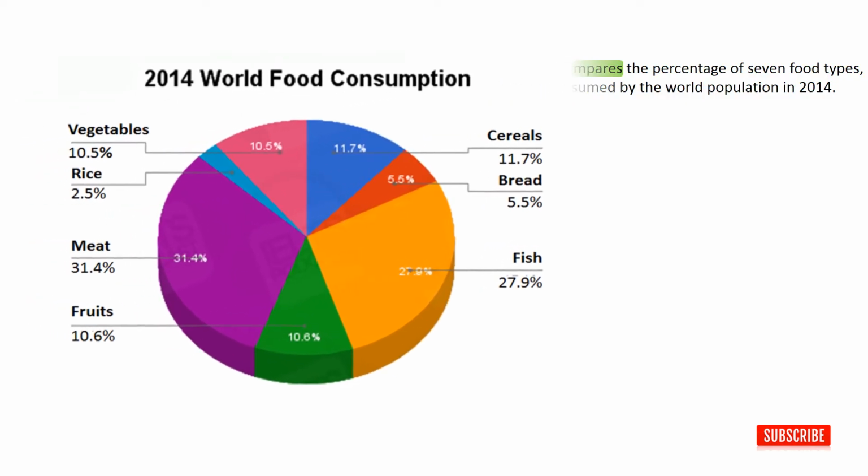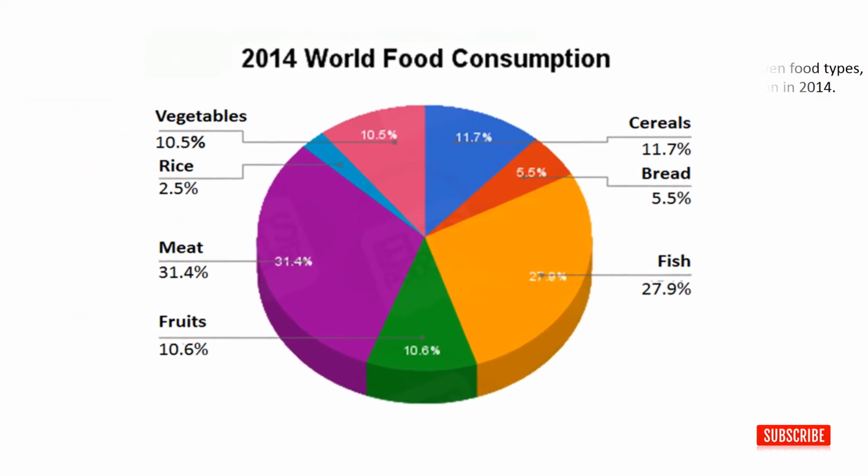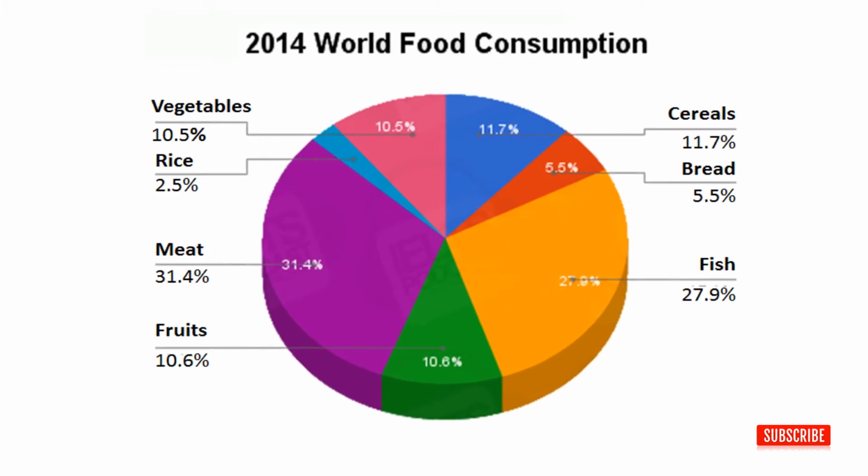There are 7 food types. And, which food type was eaten the most by the world population in 2014? Try to find it. I'll give you a couple of seconds. So, for those of you who were able to find it, congratulations. And for those of you who want to enjoy watching, feel free.